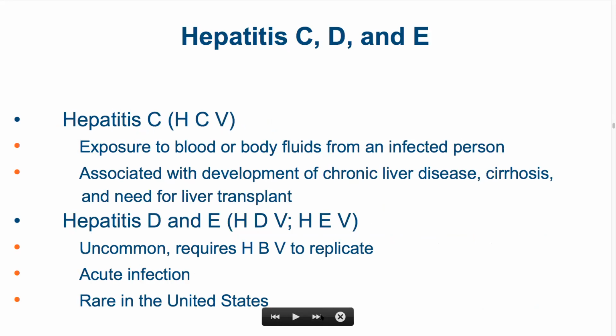Hepatitis C is spread by exposure to blood or bloody fluids from an infected person, and is associated with development of chronic liver disease, cirrhosis, and need for liver transplant. Hepatitis D and E: hepatitis D requires hepatitis B to replicate. Acute infection is very rare in the United States.